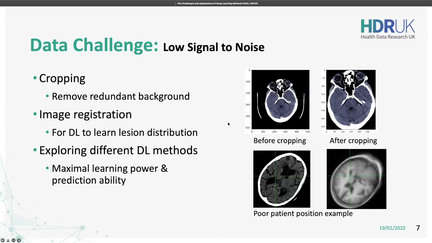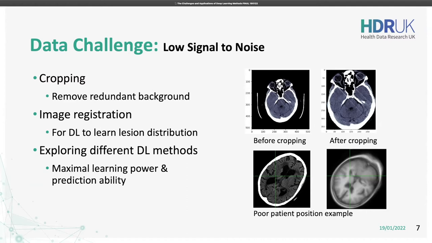We did some image registration as well, to register our template MRI to CT, for the deep learning method to learn lesion distribution. And also for old stroke lesions or other chronic structure or tissue-based noise, we are currently exploring different machine learning or deep learning methods to maximize the learning power and prediction ability. So that's what we have done so far for dealing with the challenge.